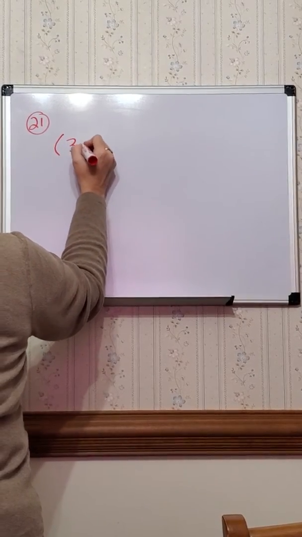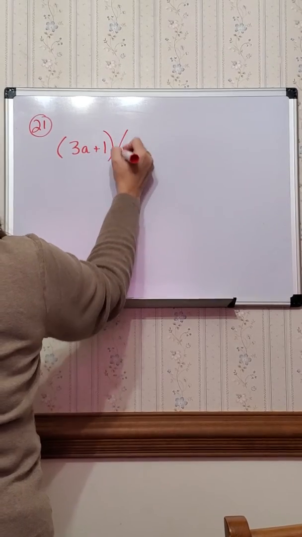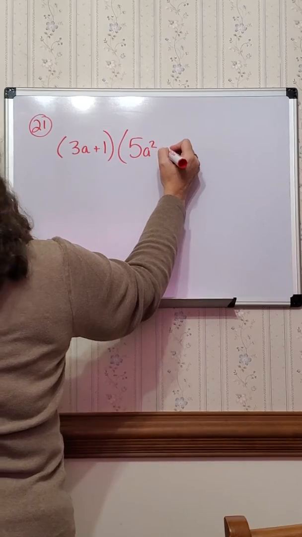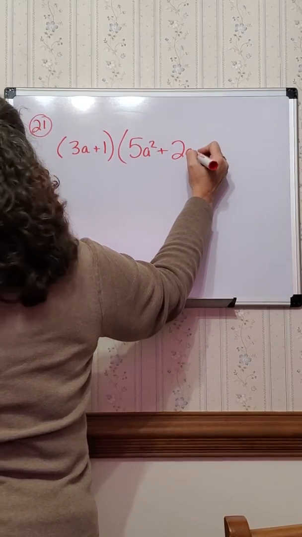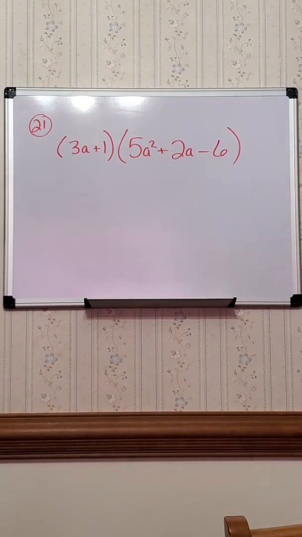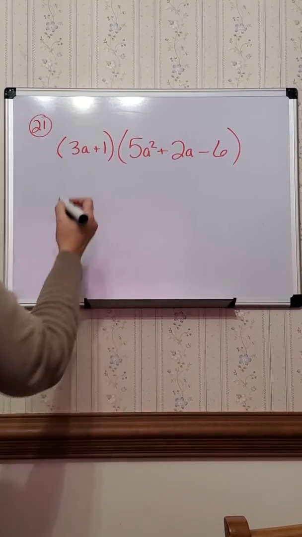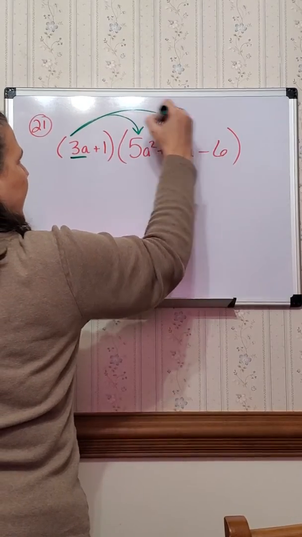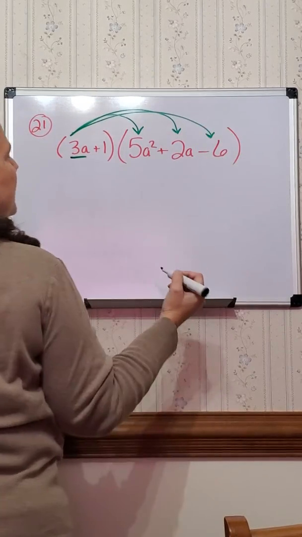I've got 3a plus 1 times 5a squared plus 2a minus 6. So let's go ahead and do our first distributive. I'll start with this 3a. I'm going to distribute that 3a to each of these numbers.